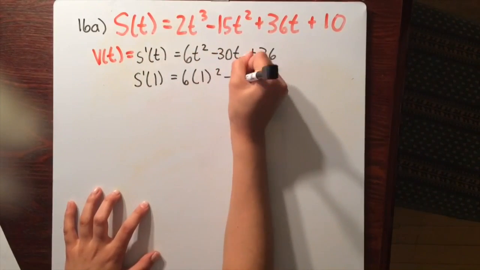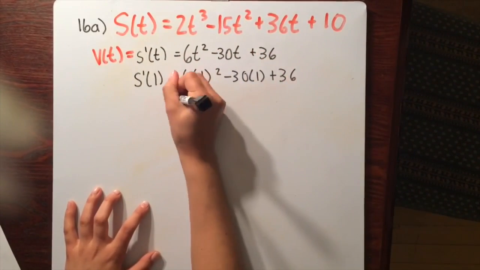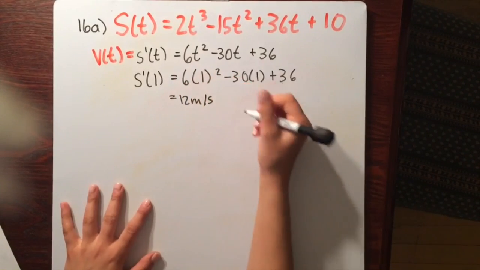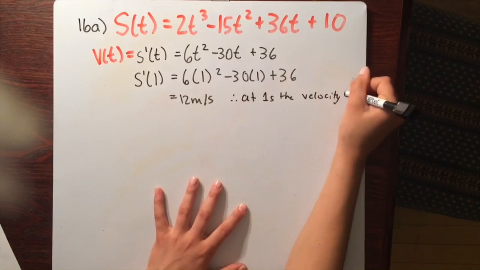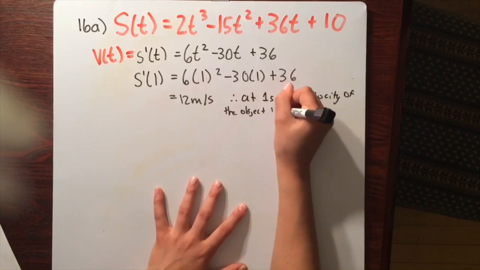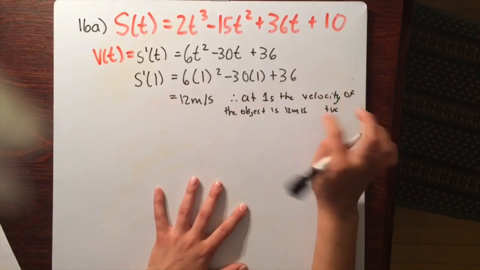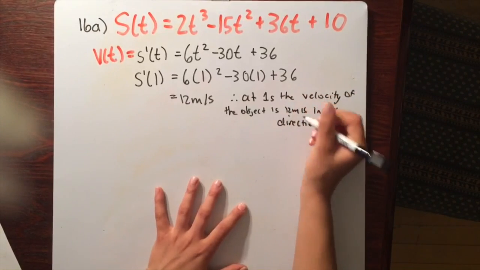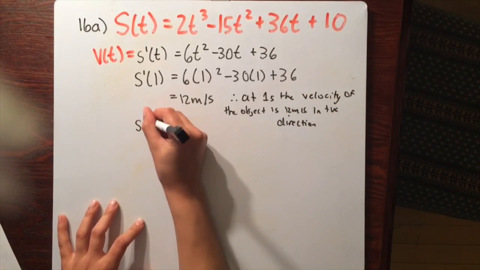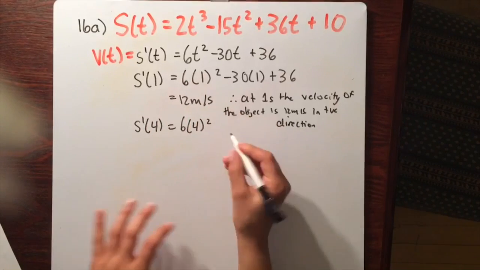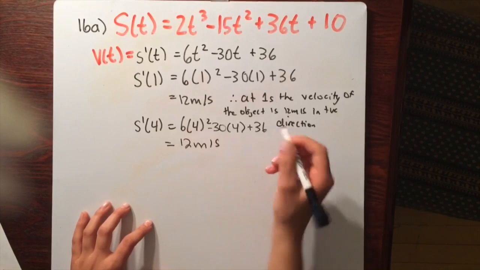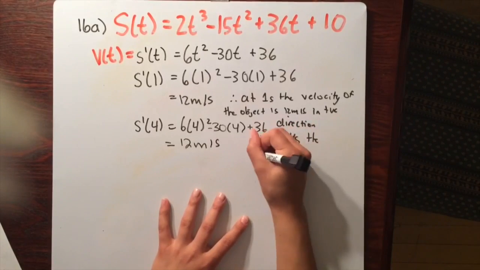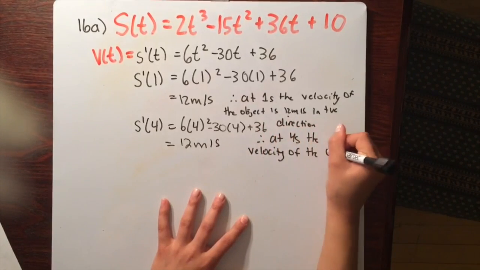Sub in 1 second, which will give us 12 meters per second. Therefore, the velocity of the object at 1 second is 12 meters per second in the positive direction. Now sub in 4 seconds to the velocity function, and we'll get 12 meters per second. Therefore, the velocity of the object at 4 seconds is 12 meters per second in the positive direction.